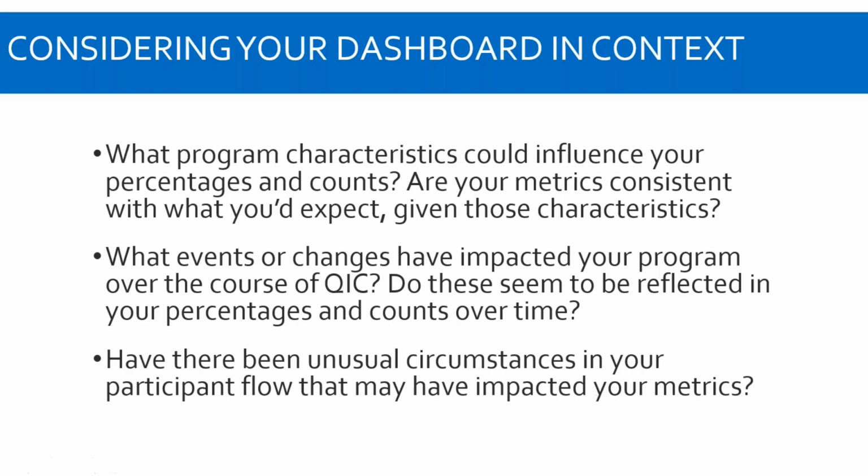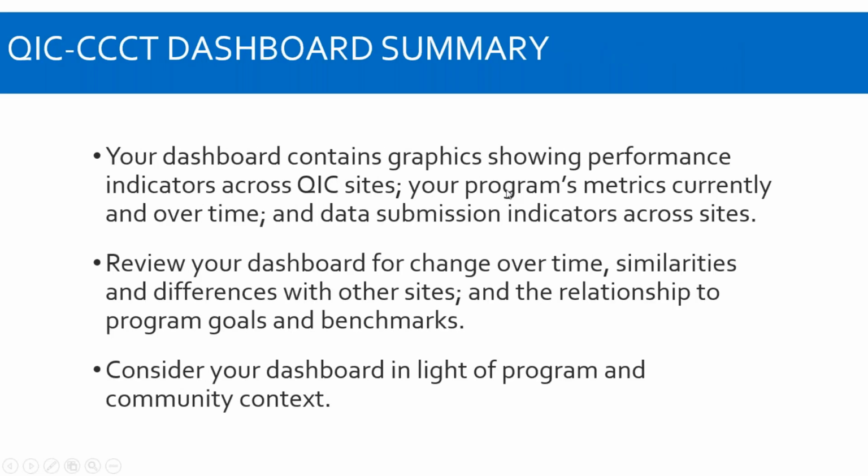So those are the kinds of things you can think about when you see things that are surprising to you in your dashboard, or things that you think warrant further exploration. In summary, the dashboard has 4 sheets, 3 of which look at program performance, and 1 of which looks at data submission. The things you really want to keep an eye out for in your dashboard are change over time, your counts and percentages in relation to other sites, considering the context around that, but most importantly, the relationship to your program's goals.